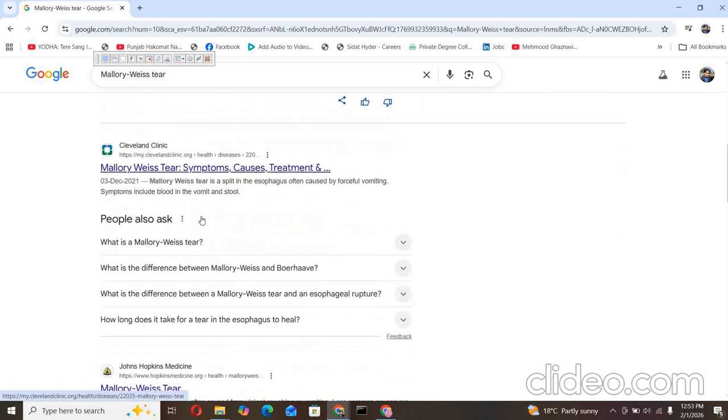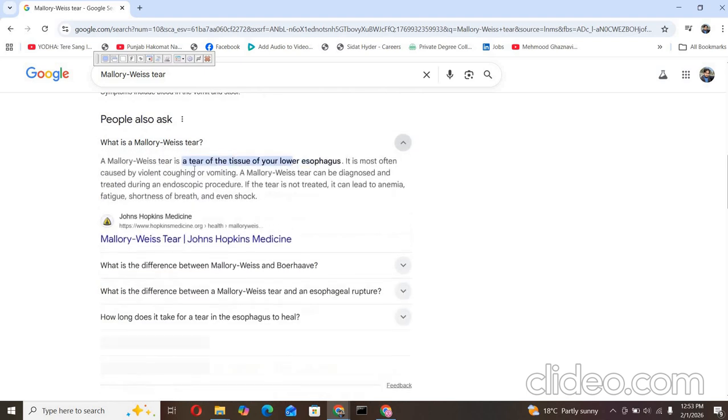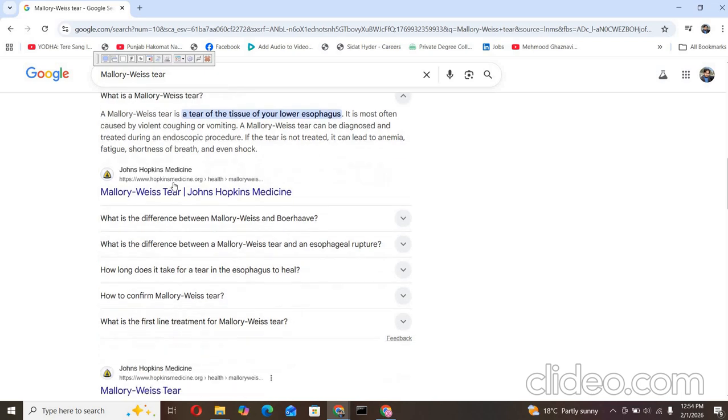Let's see if I can read some other article. Stools with blood present, weakness, dizziness and faintness, shortness of breath, diarrhea, paleness, abdominal or chest pain, black tar-like stool, vomiting that is bright red or looks like coffee grounds. Mallory-Weiss tear diagnosed, Mallory-Weiss tear treated.